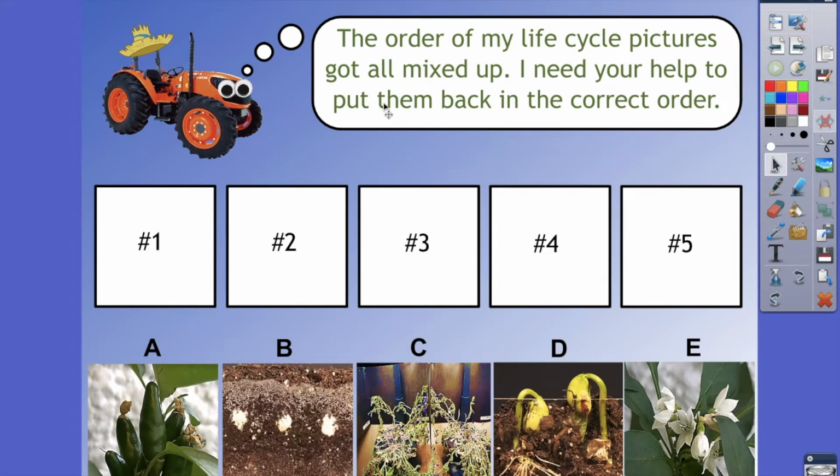It seems like Mighty Mac has all of his life cycle pictures mixed up. He needs your help to get them back in order. Take a little bit of time, look at the pictures below, and can you help Mighty Mac put them in order from 1 through 5?